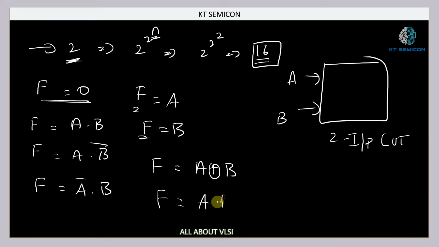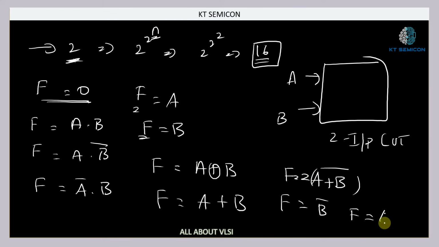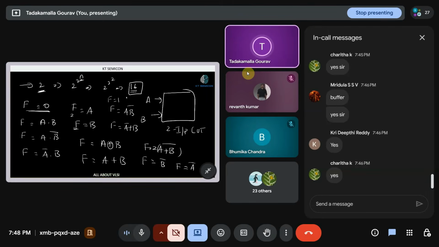And I can also get f is equal to a plus b, f is equal to (a plus b) whole bar, and f is equal to b bar and f is equal to a bar. And I can get f is equal to a bar plus b, and f is equal to (ab) whole bar, and f is equal to 1. So these are all the functions which I can implement. Total 16 Boolean expressions I can implement if I have a simple two input LUT.